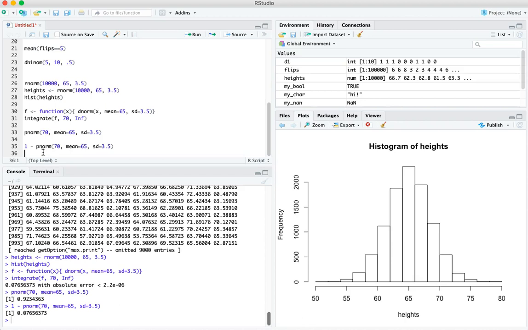Likewise, you should now know the difference between running an experiment in R and calculating a mathematical likelihood of an event occurring. All right, congratulations.